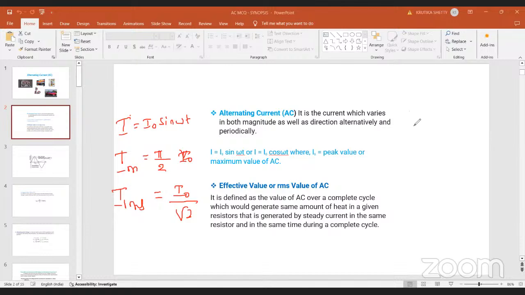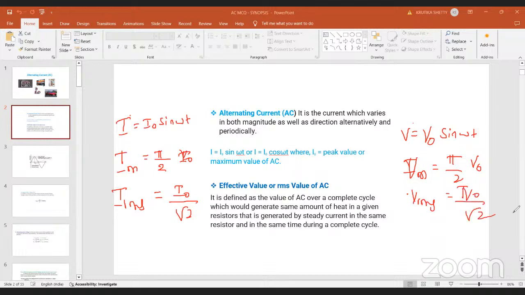Similarly, we can write these expressions for the EMF also, students. For the alternating voltage, V is equal to V naught sine omega t. Similarly, the mean value Vm is equal to 2 by pi into V naught. Similarly, V RMS is equal to V naught divided by root 2. Wherever there is I, just replace it with V.